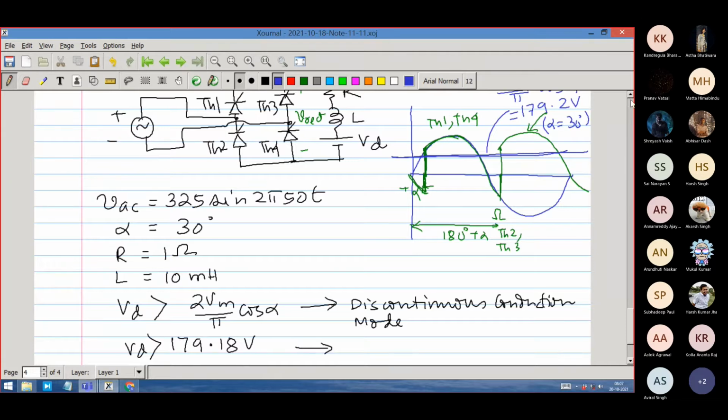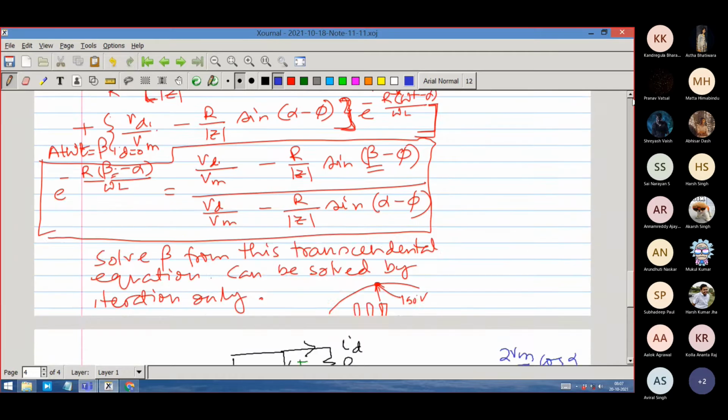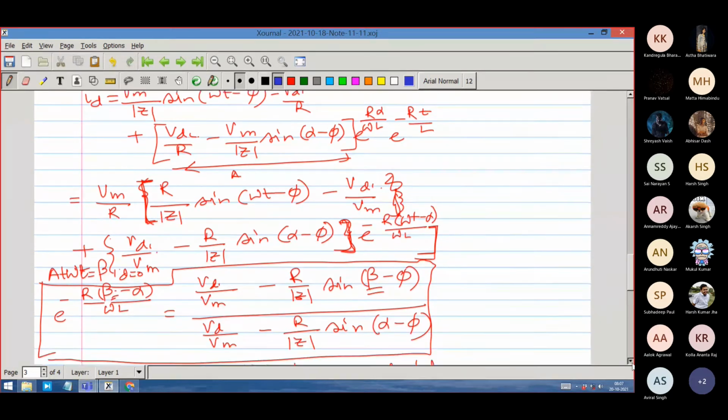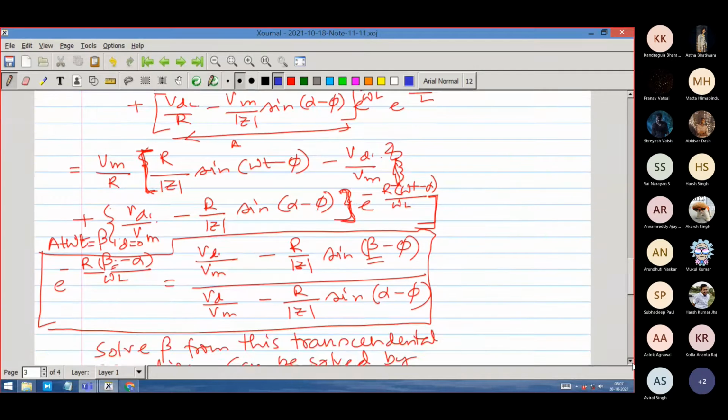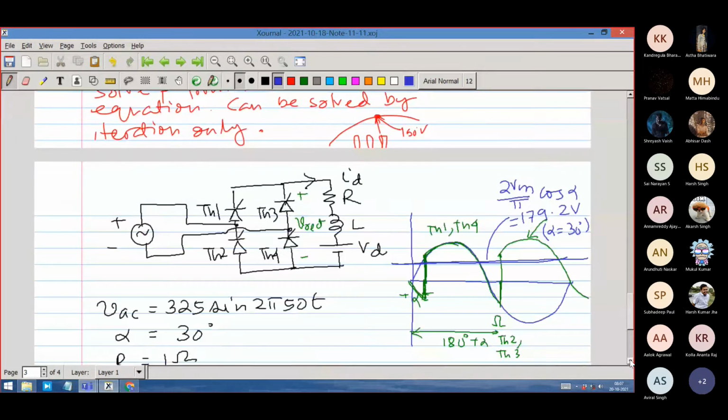After that, if there is a resistance and there is a current, then you have to have some drop in the resistance and some inductive drop, which on average is not there. So alpha is equal to 30 degrees. The maximum voltage of V rect is this much in the average sense, 179.2 volts.